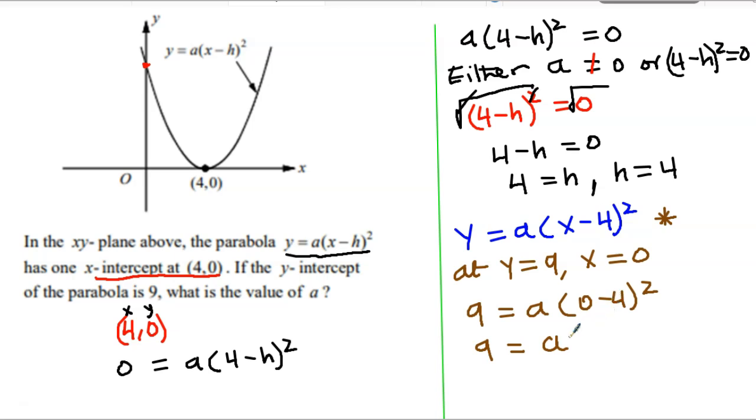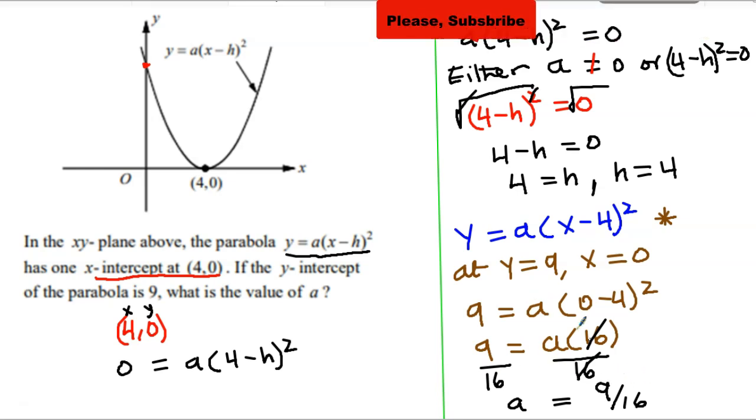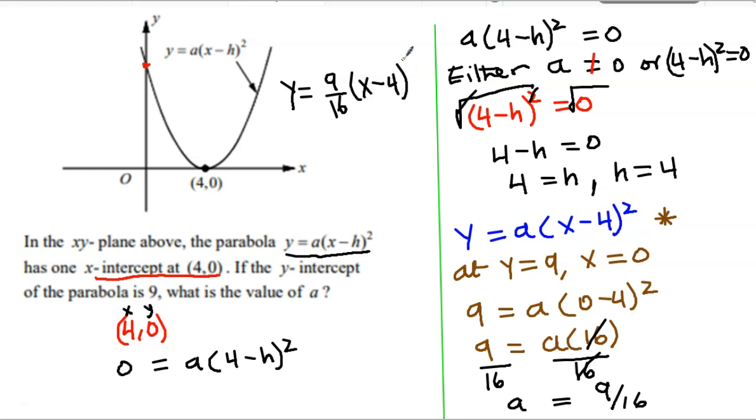Here we get negative 4, and negative 4 all squared is 16. We want to solve for a, so we divide both sides by 16. We can swap it and say a equals 9 over 16. We have to simplify whenever we can, but at this point we cannot simplify, so that is what we were looking for. In case in the near future they want you to write a final equation, then you can say that y equals 9 over 16 times (x minus 4) all squared.